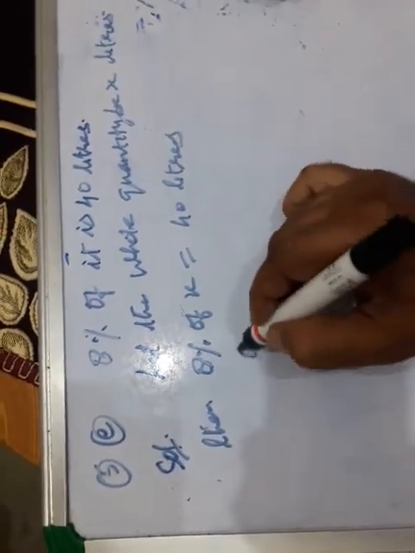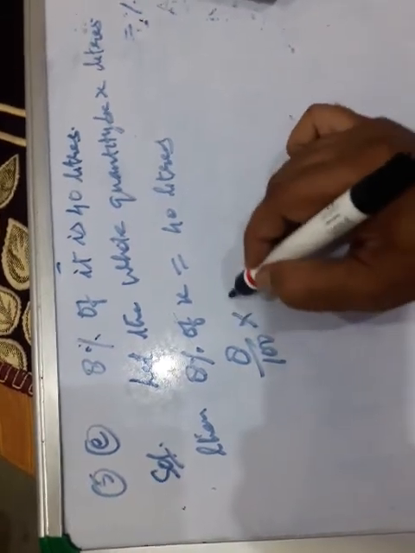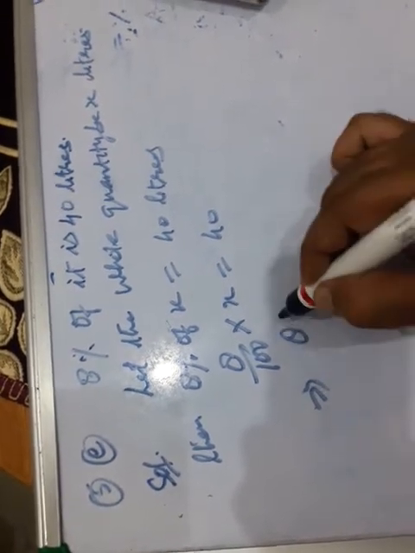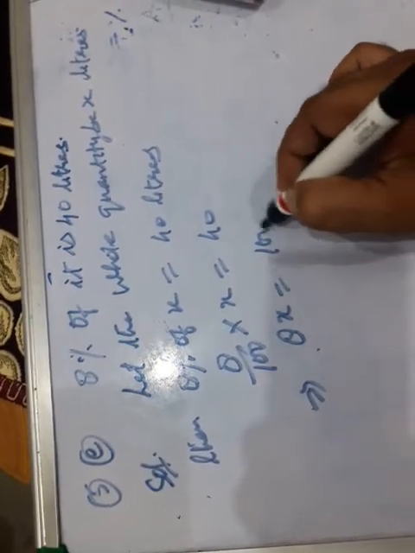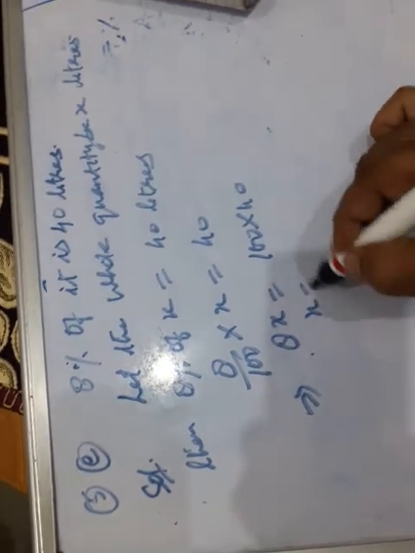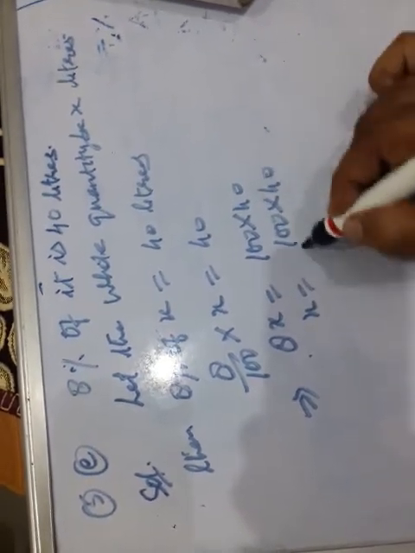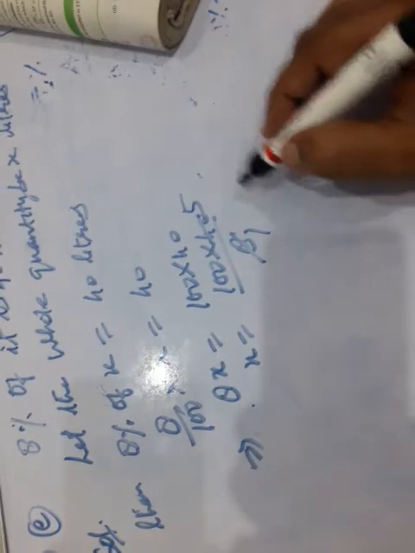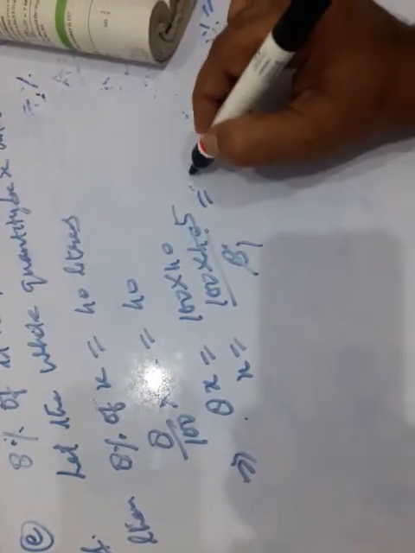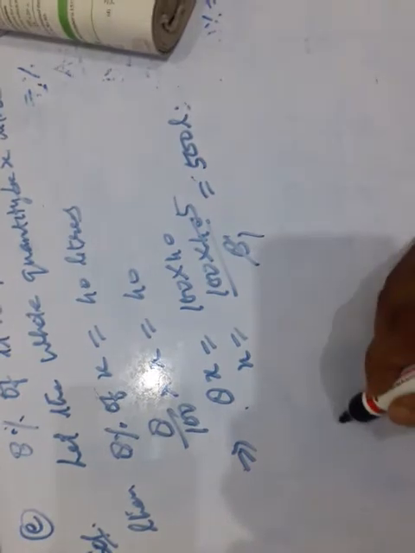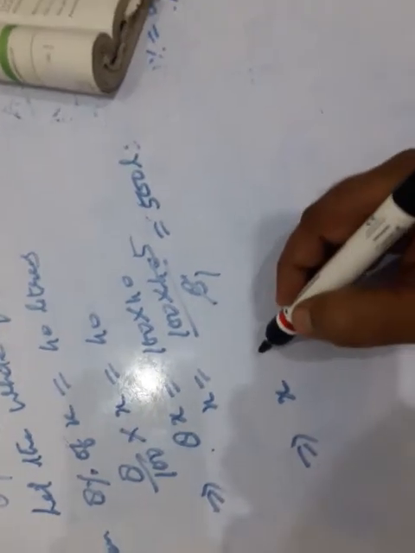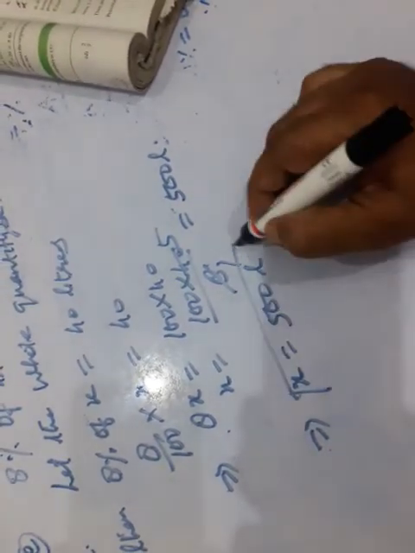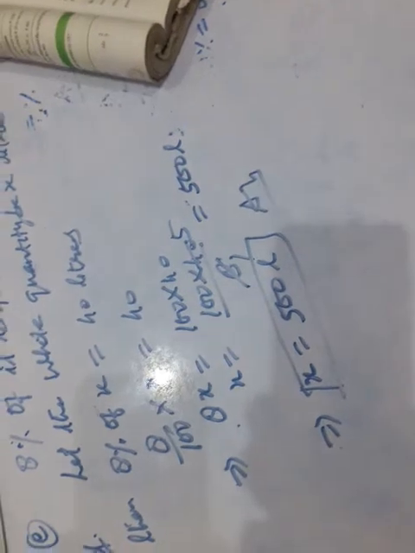Okay children, 8% means 8 upon 100, of means multiply, and this is X, that is equal to 40. This implies that 8x equals 100 into 40, clear, then X equals 100 into 40 upon 8. Now cut it out: 8 ones are 8, 8 fives are 40. This implies 100 into 5, that is 500 liters. So the whole quantity is X equals 500 liters. This is the required answer. Children, this is how we find the answer.